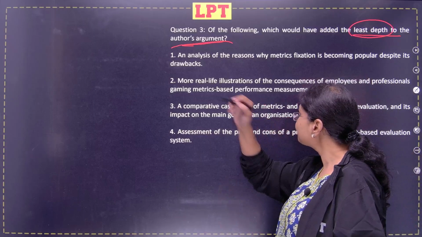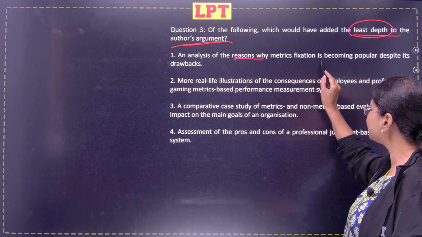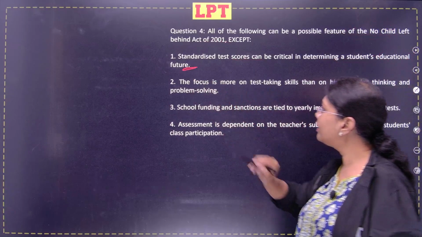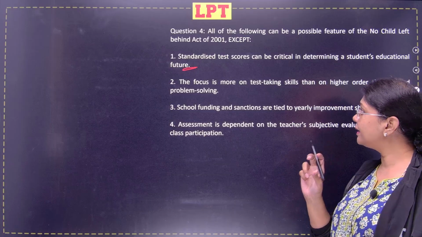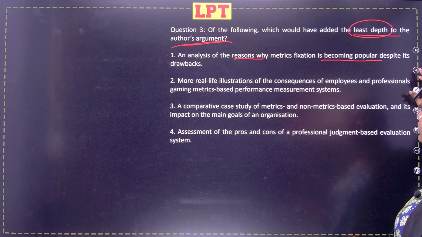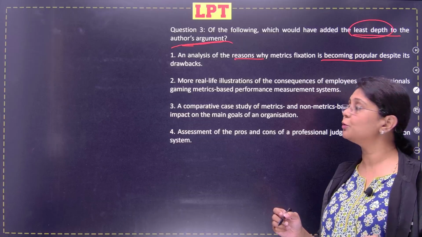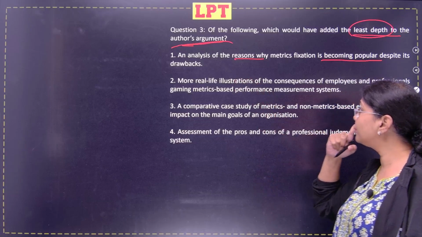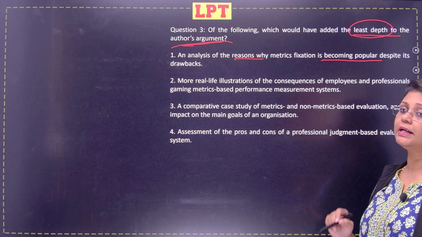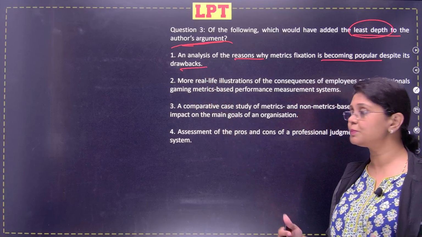First one says an analysis of the reasons why metric fixation is becoming popular despite its drawbacks. So it talks about which would have added least depth to the author's argument. Well, we will evaluate it. Let's look at the other options as well.